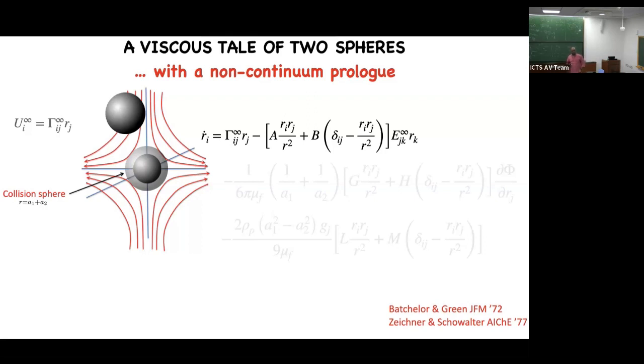But A and B themselves are not functions of R, right? They are functions of the separation and the size ratio. They are functions of R. So they go to zero in the far field, which means there is no interaction. And in the near field, they become quite dominant.